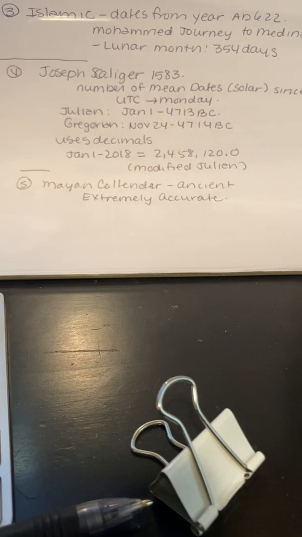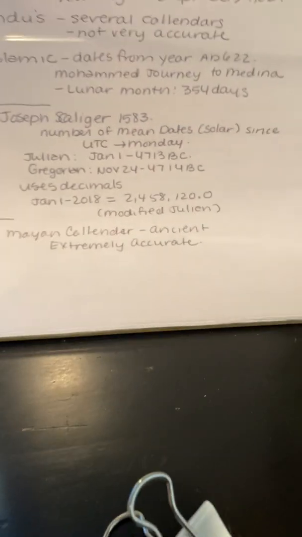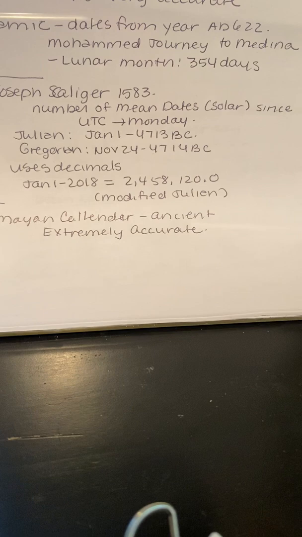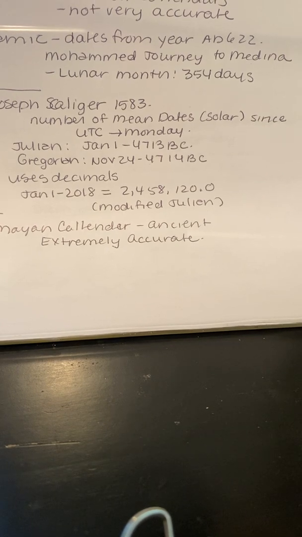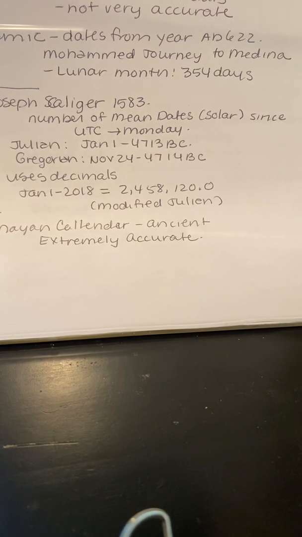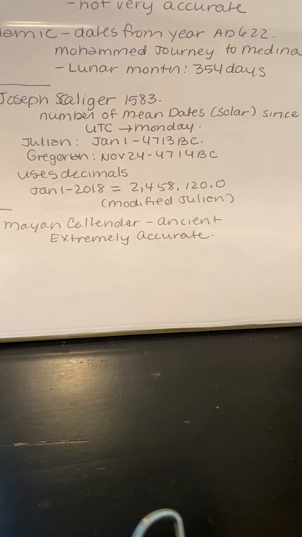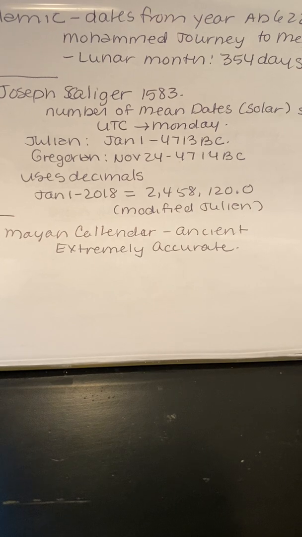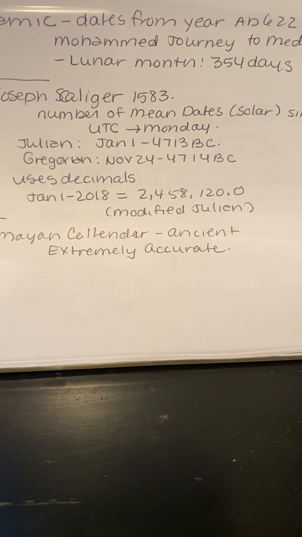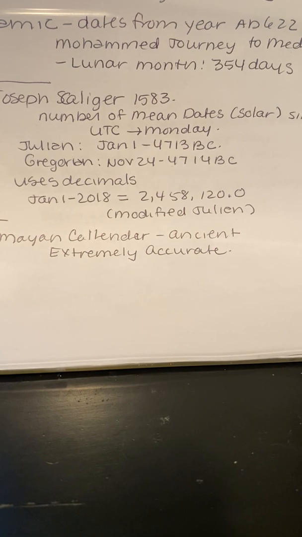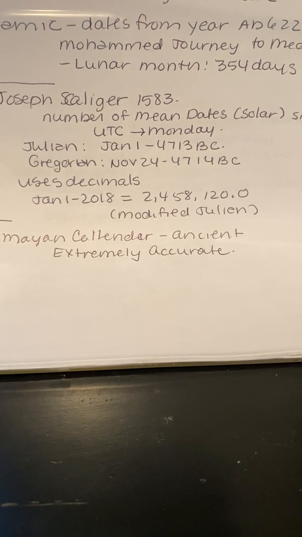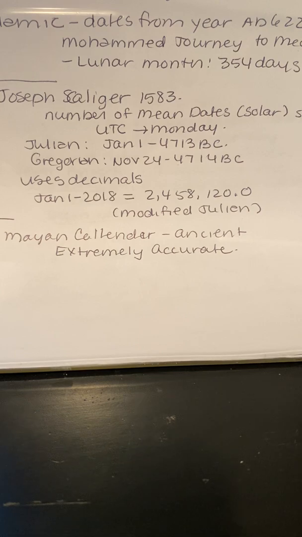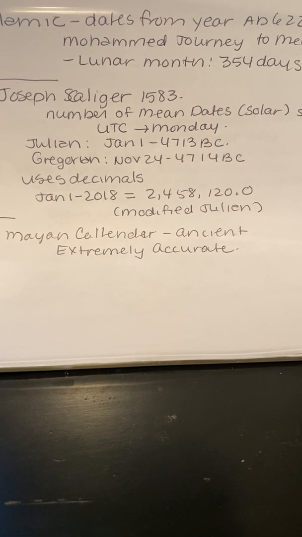Joseph Scaliger, in 1583, developed a calendar that went by solar time, and he used the Julian calendar beginning on January 1st, 4713 BC, and the Gregorian calendar. He took that date, and then he started using decimals for the day. So he ended up saying January 1st, 2018 would be 2,458,120 days.